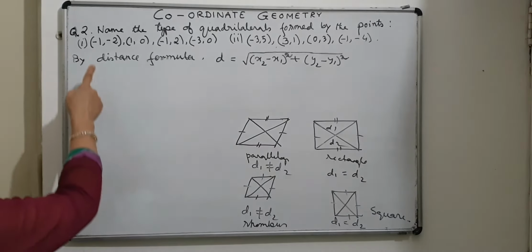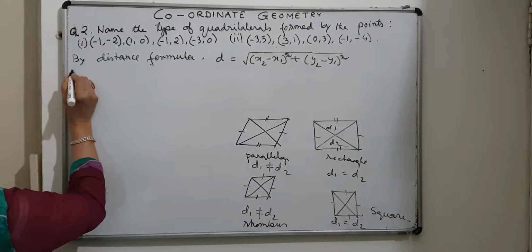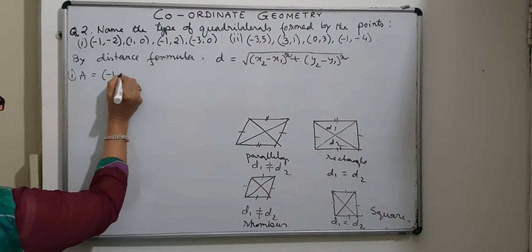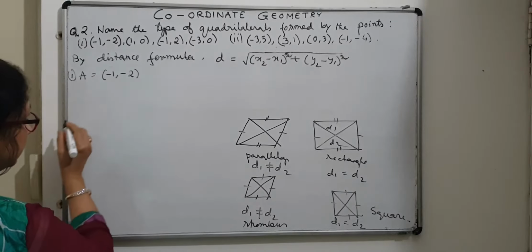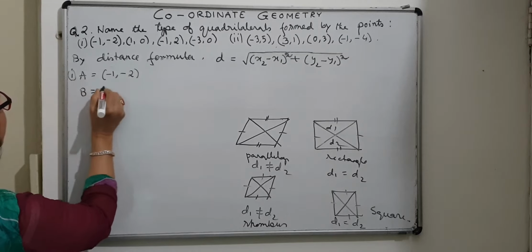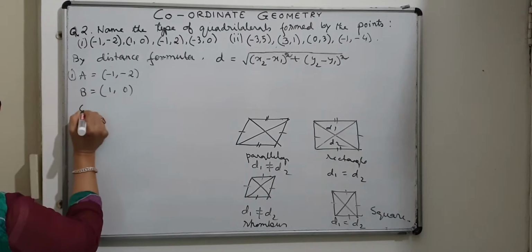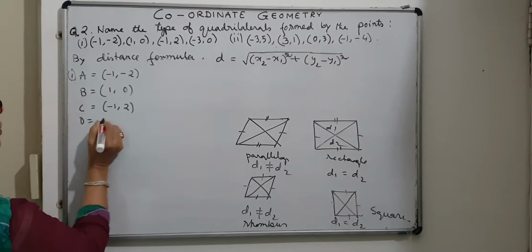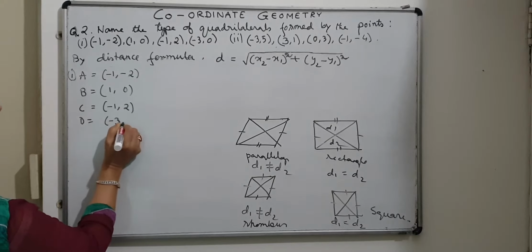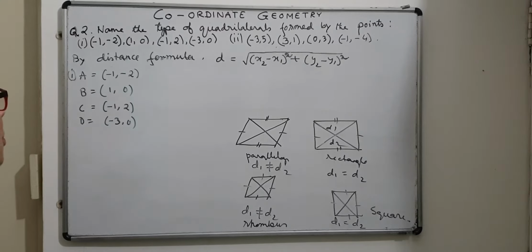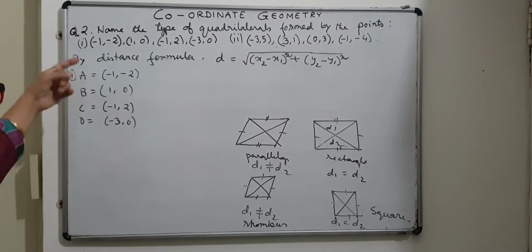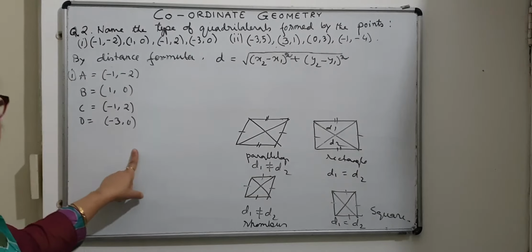So let us first consider the first part. Let me give names to the points. Say A is (-1, -2), B is (1, 0), C is the third point, and D is (-3, 0). That's it. So in coordinate geometry, you don't have to draw diagrams. Only the coordinates are sufficient.